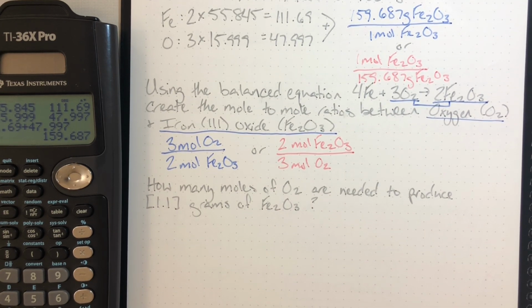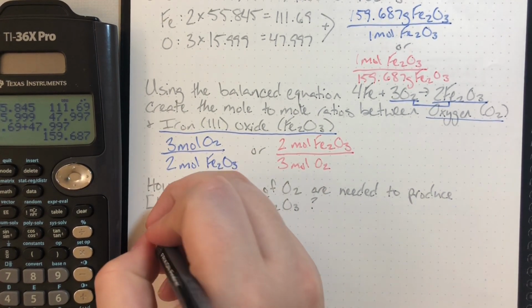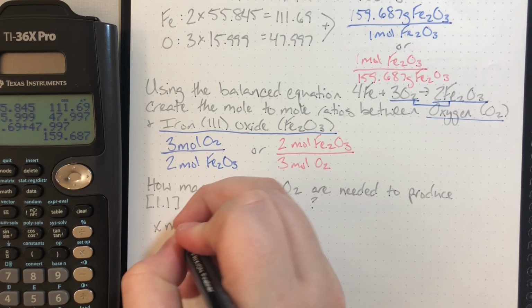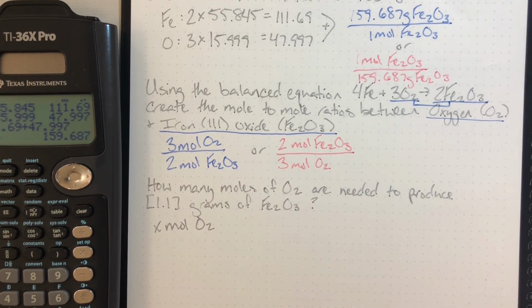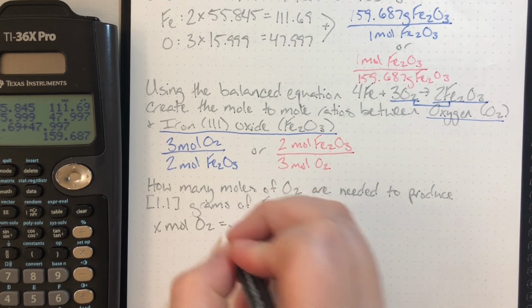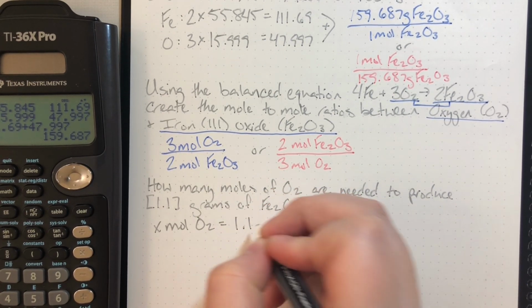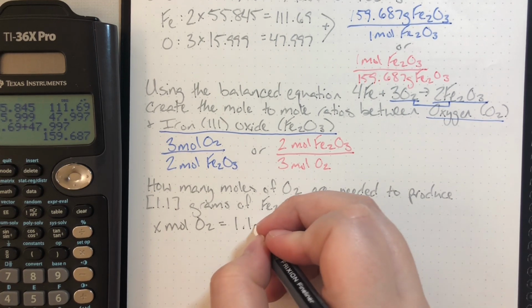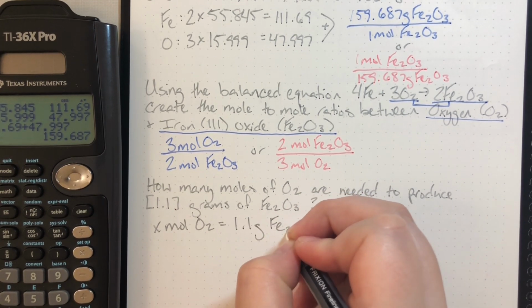How many moles of oxygen are needed to produce 1.1 grams of iron 3 oxide? You'll notice that my number is in brackets. This is because my number may be different than yours. However, how I solve this problem will be the exact same steps that you will need to follow using your own numbers. I will now begin to translate the English problem into math. How many will turn into X moles, compound that was attached to that unit, oxygen, are needed to produce is my equals. 1.1 is my number given in the problem, grams of iron 3 oxide.